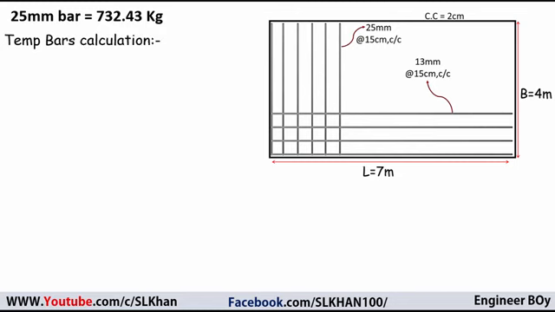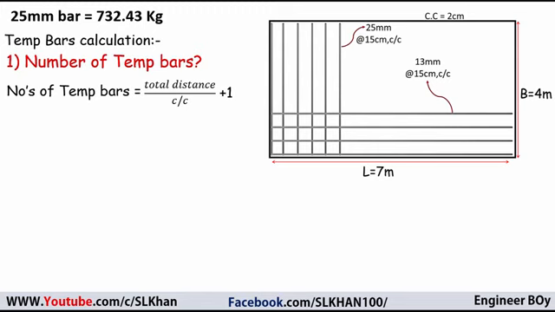And next I'm going to calculate the temperature bars, and these are also sometimes known as the distribution bars. These are just fixed or provided at the top of the main bars. So I'm going to calculate the number of temperature bars, which is the total distance by center to center plus 1. If you look at the temperature bars, these just divide this side of the slab, just the breadth of the slab, and that is 4 meters, divided by center to center, that is 15 centimeter. And the same thing, we're going to divide 15 centimeter by 100, and that is of course 0.15 meter. And then we're going to add 1 bar, that is an extra bar for the end or for the start.